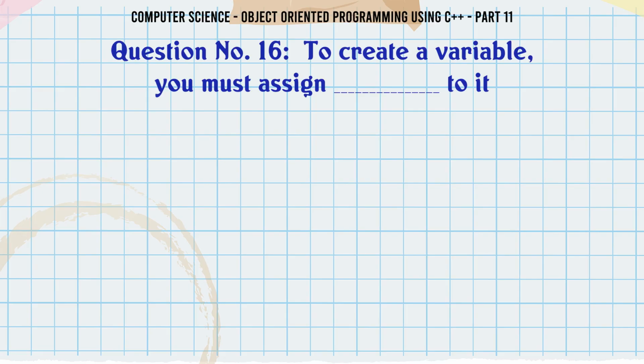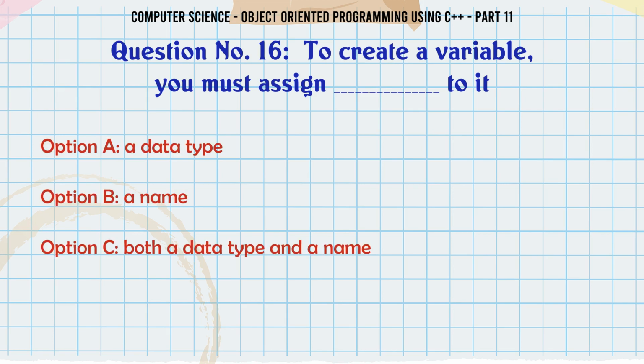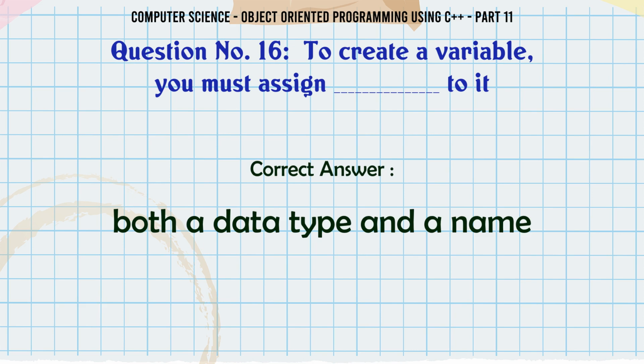To create a variable, you must assign to it a) a data type, b) a name, c) both a data type and a name, d) the word var. The correct answer is both a data type and a name.